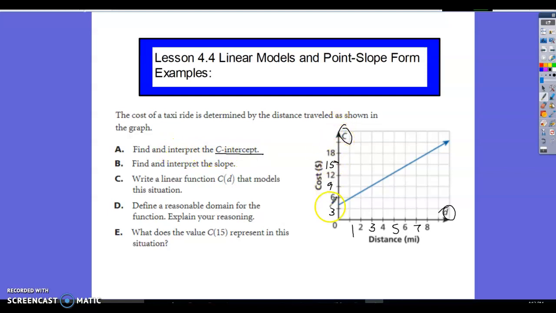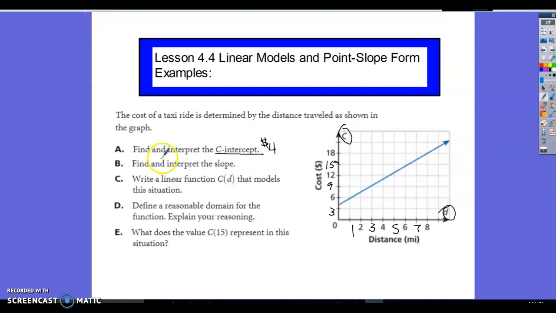So the C-intercept here is between 3 and 6. It's a little bit closer to 3 than 6. Looks like it's about a third of the way up through there. So we're going to say the C-intercept is 4. Since it's on the column with cost, we're going to say it's $4.